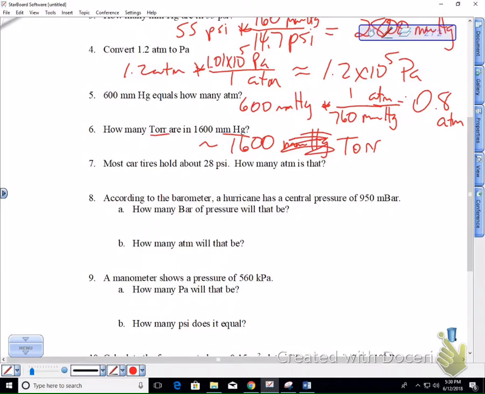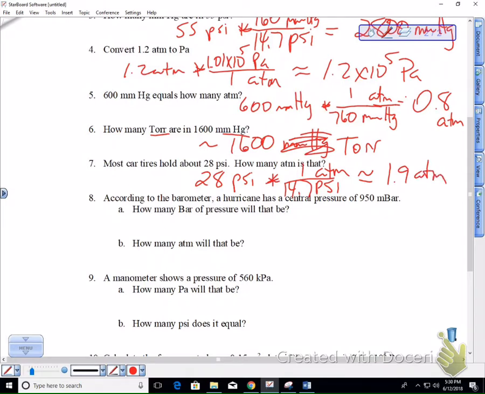Number 7, most car tires hold 28 psi. How many atmospheres is that? So psi on bottom, atmospheres on top. 14.7 psi is equivalent to 1 atmosphere. So rounding to the proper number of sig figs, we get about 1.9 atmospheres.